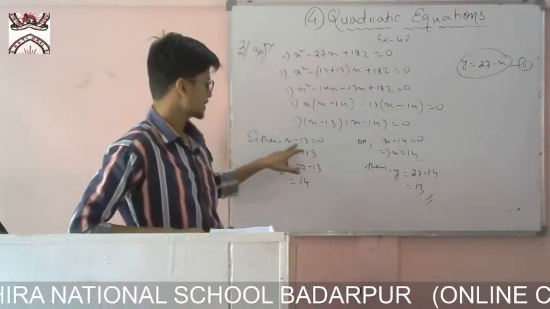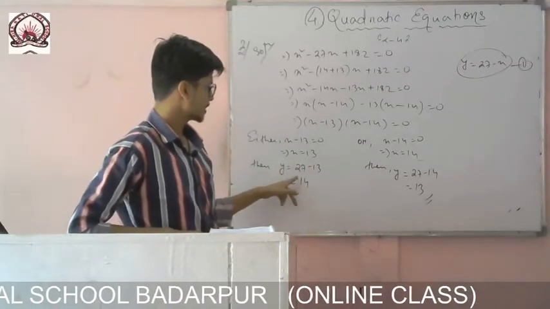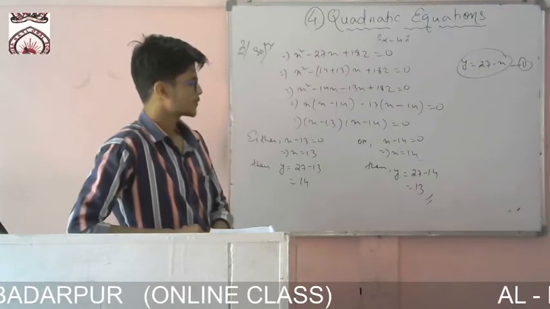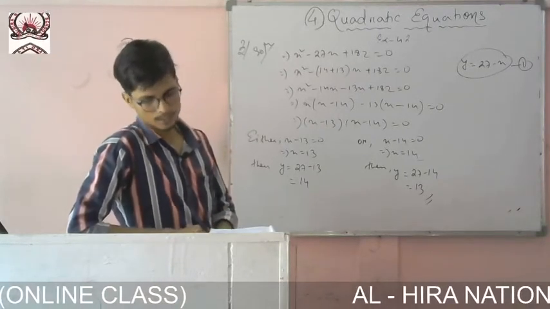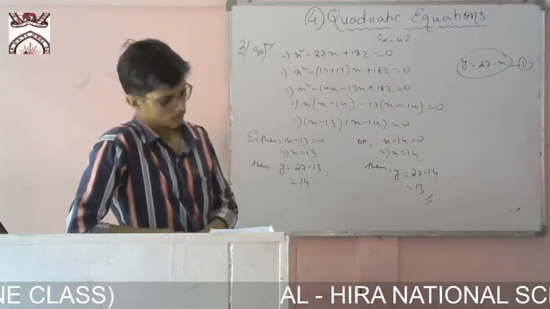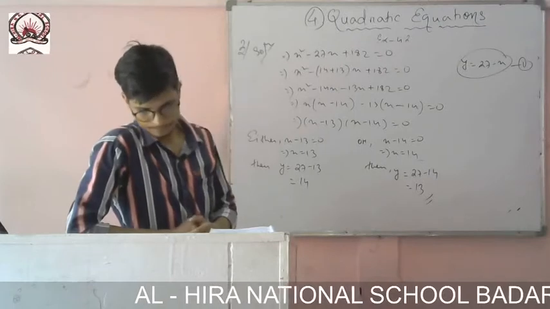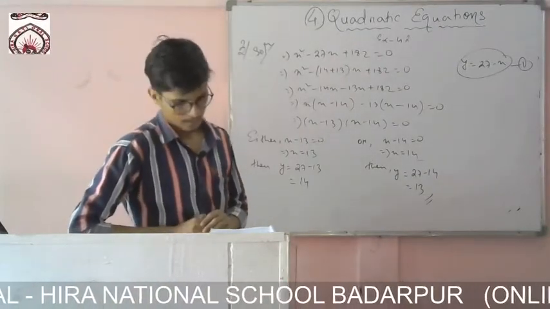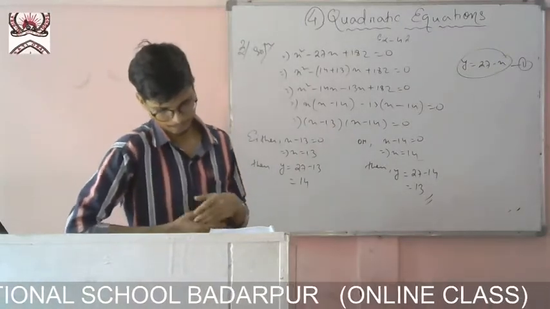So either x minus 13 equals 0, that is x equals 13, and then y equals 14, or x minus 14 equals 0, that is x equals 14, and then y equals 27 minus 14, that is 13. So this is the answer. Therefore the numbers are 13 and 14, or 14 and 13, it's both the same.